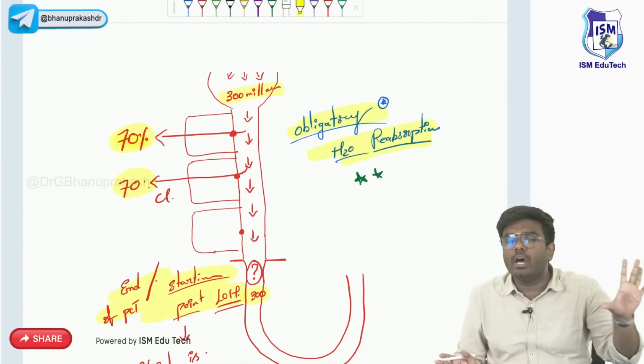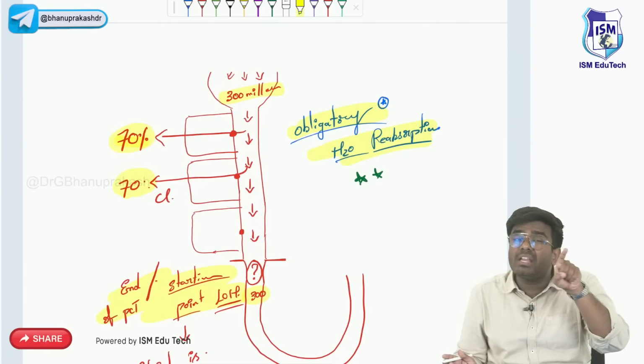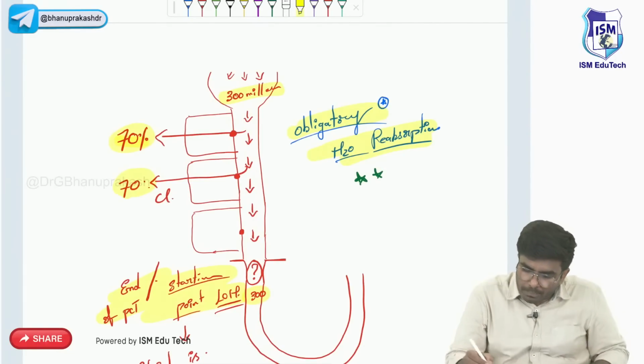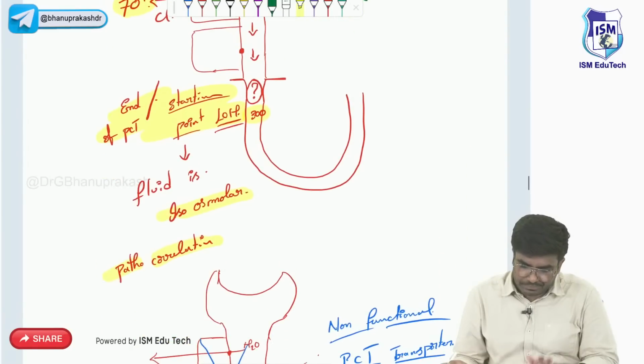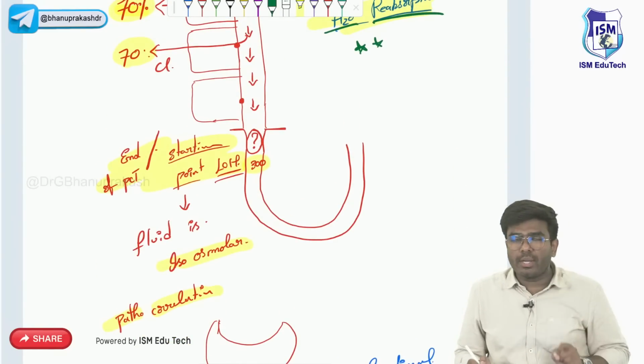So there is no need of any hormones. Such a type of water movement is called obligatory water reabsorption. So obligatory water reabsorption happens in the PCT. Okay. Now second important MCQ.